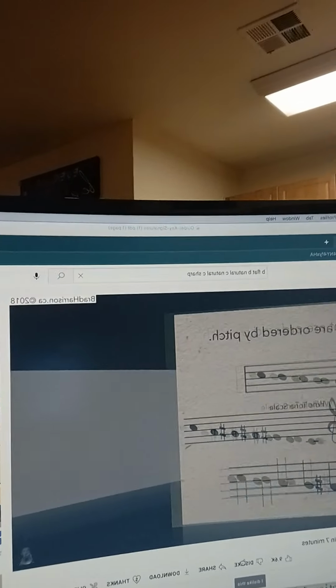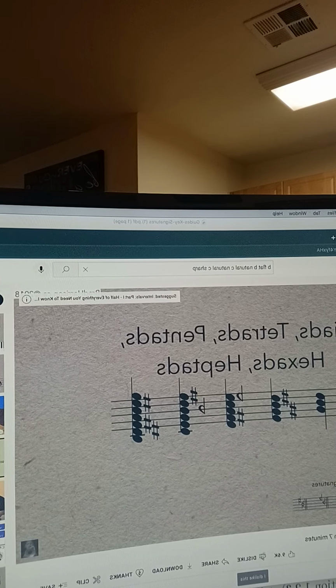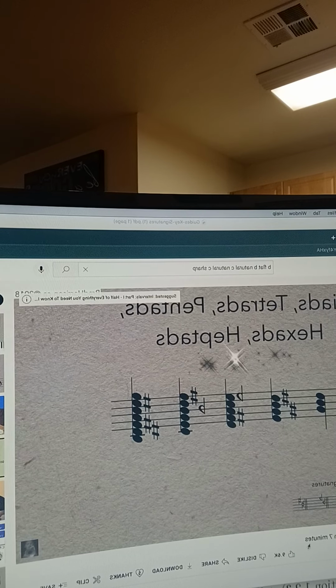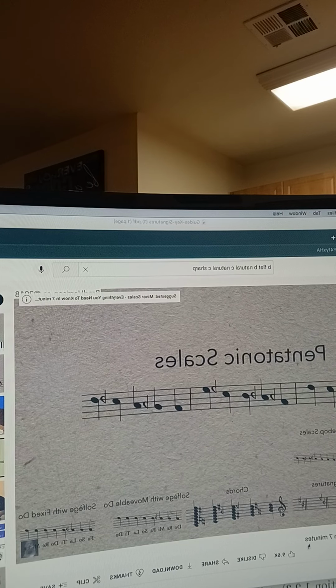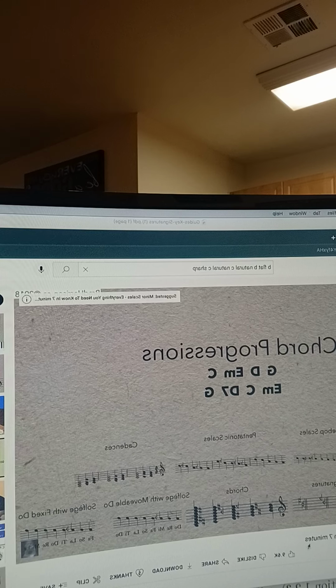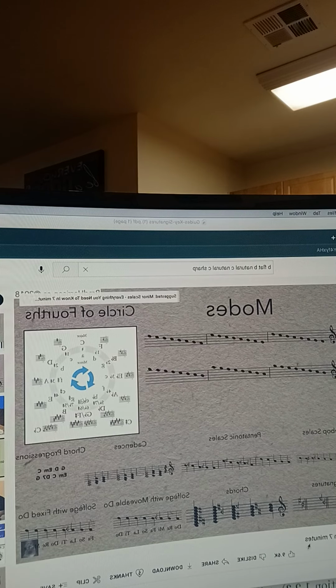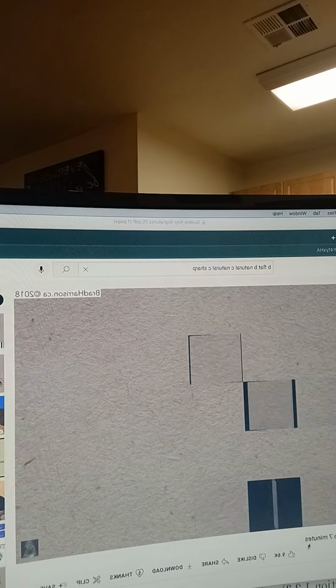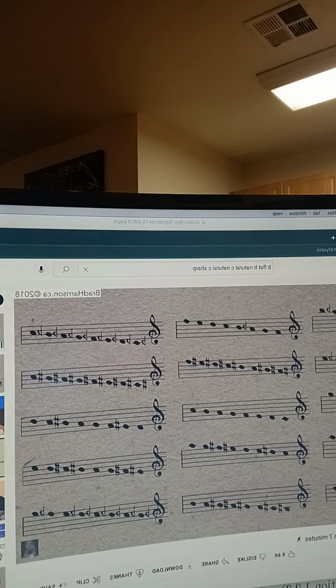Understanding major scales is crucial to success in tackling theoretical concepts such as intervals, key signatures, triads, tetrads, pentads, hexads, heptads, also known as chords, solfege with movable do, solfege with fixed do, minor scales, bebop scales, pentatonic scales, cadences, chord progressions, the circle of fifths, the circle of fourths, and modes. All of these things and more are better understood through major scales, so let's get started. There are 15 major scales. Although they look very different at first glance, they're all built using the same few simple rules.